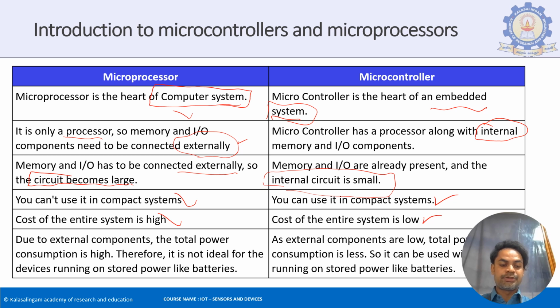And with external components being available over there, the total power consumed is going to be high because everything is external. But here everything is internal, so it is going to be consuming less power. So for this, you're going to require external batteries. It is not ideal for batteries, but here it is ideal for batteries. You need a power supply over here, but here you require only batteries.